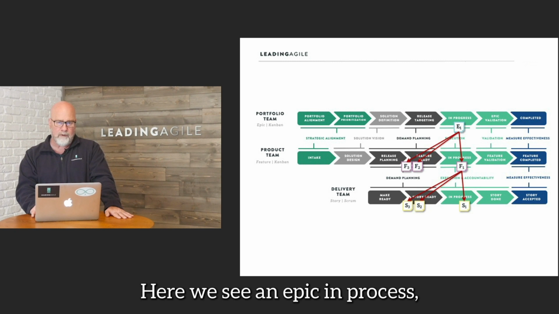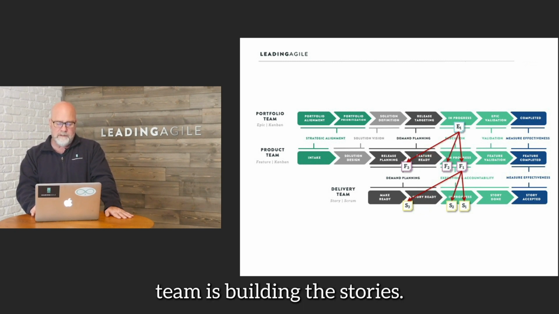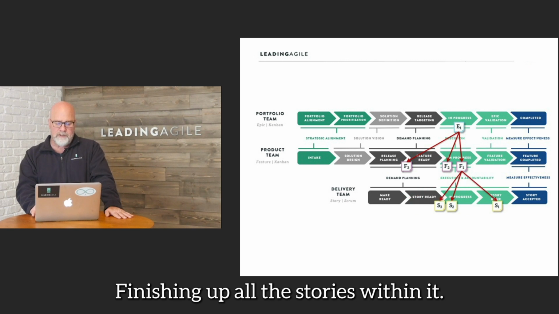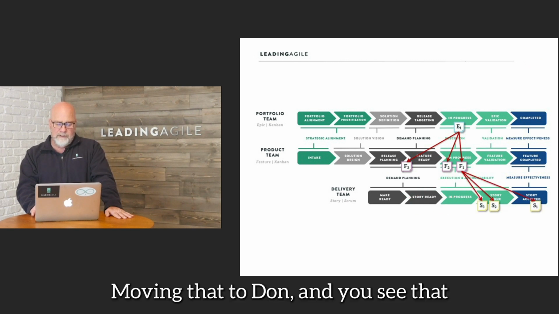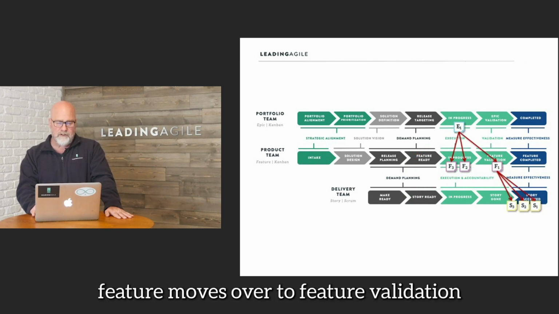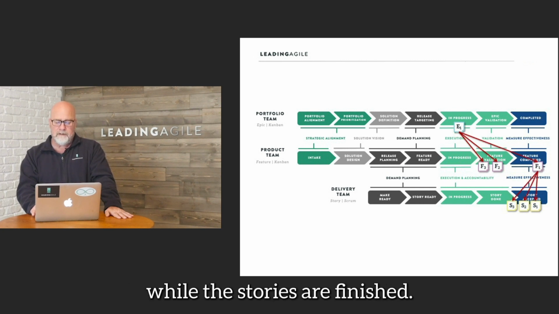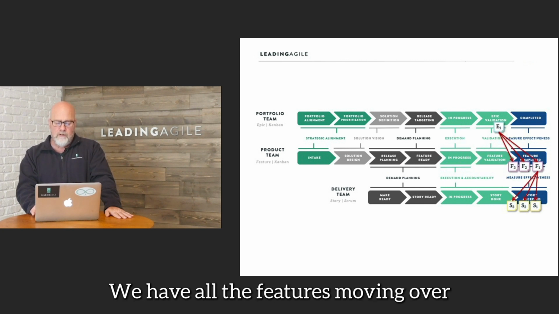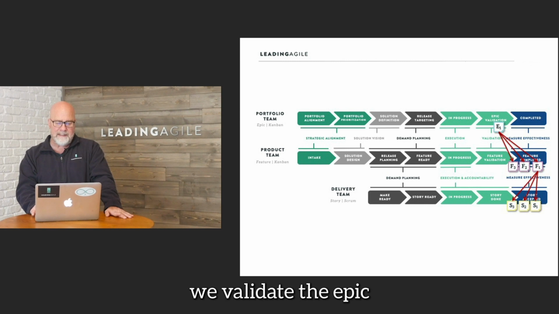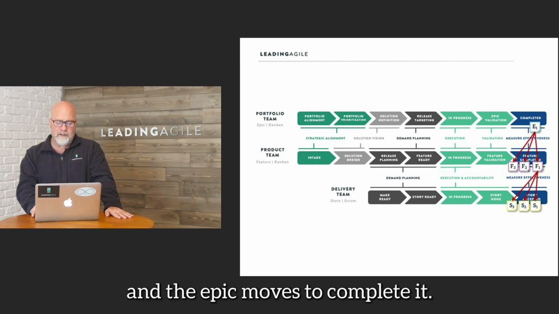Here we see an epic in process, and the delivery team is building the stories, finishing up all the stories within it, moving that to done, and you see that feature moves over to feature validation while the stories are finished. We have all the features moving over. When all the features are completed, we validate the epic, and the epic moves to completed.